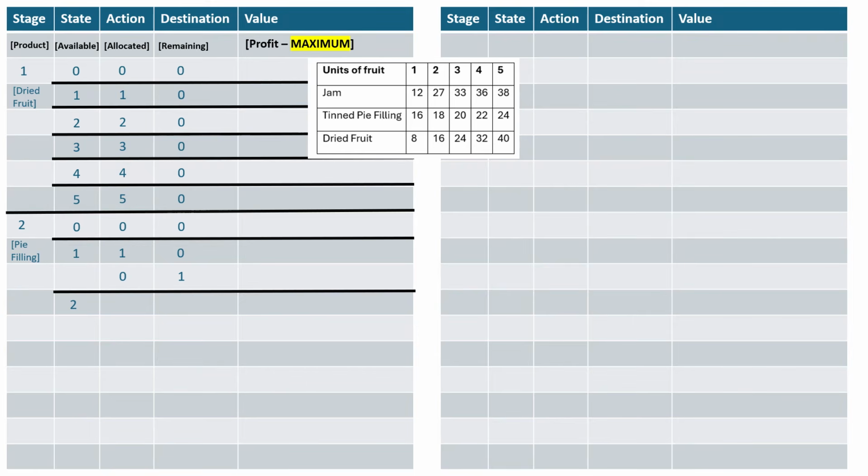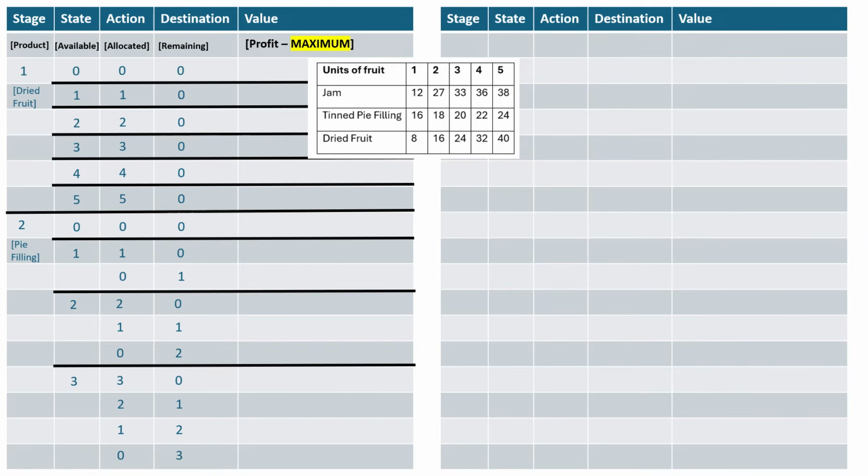So if there was 2 left, you can maybe start seeing a pattern. And this is why I like to do all this work first, so I can really get into the pattern and make sure I have this complete before I start talking about my value. So for 2, I could allocate all 2 and leave nothing. I could allocate 1 and leave 1, or I could allocate nothing and leave 2 for the dried fruit. For 3, I could allocate all 3, I could allocate 2, I could allocate 1, or I could allocate nothing.